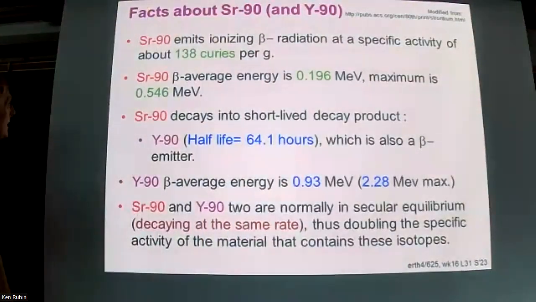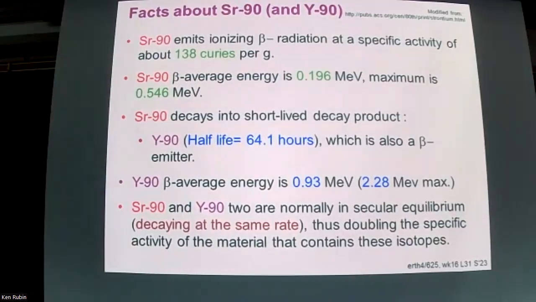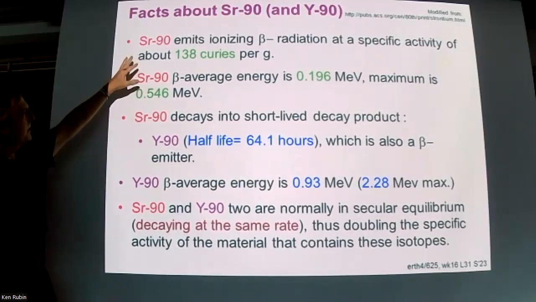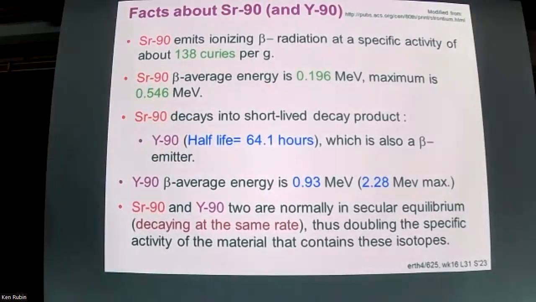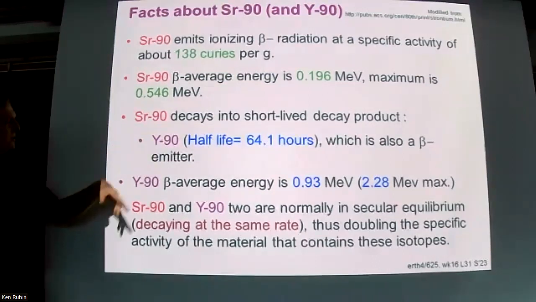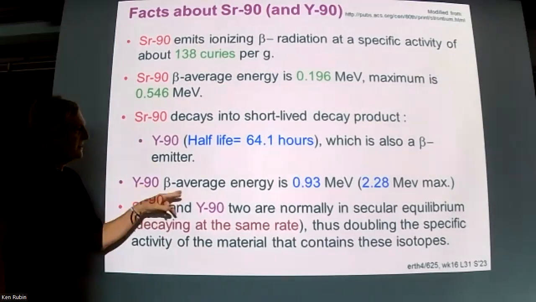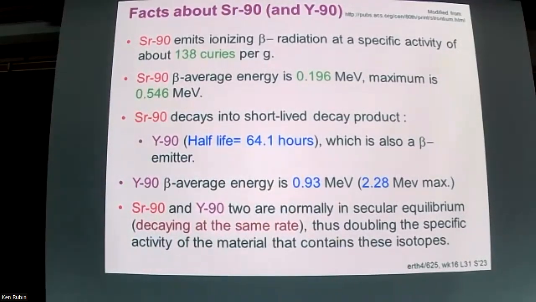So strontium-90 emits beta radiation, which is ionizing radiation, and is a pretty radioactive material, at 138 curies per gram. The energy of the beta particles is pretty high. Not all beta particles are equal. The higher the energy, the more disruptive they are. And some of these are very high energy, which is what we call hard betas. It decays into this yttrium-90, which is also a beta emitter, and that beta particle is even higher in energy. And so it's partly what makes strontium-90 so disruptive.